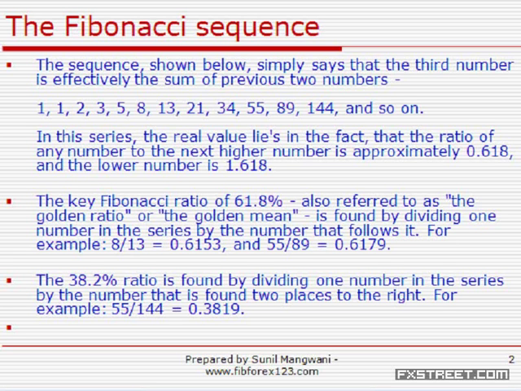The sequence by itself is a mathematical sequence which simply says it starts off from 0, and each number is effectively the sum of the two previous numbers. So you have 1 plus 1 is equal to 2, then 2 plus 3 is equal to 5, 3 plus 5 is equal to 8, 5 plus 8 is equal to 13. So it goes on and on, stretching up to infinity. So the sum of two numbers is effectively the third number.